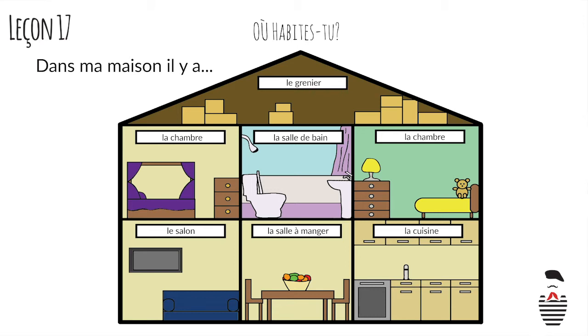And we start with le grenier. Dans ma maison, il y a le grenier, la chambre, la salle de bain, again la chambre, downstairs, le salon, then the dining room, la salle à manger, and then la cuisine. Now walk through your house, and every room that you come to, you say, voilà, there is la chambre, and there is la cuisine.